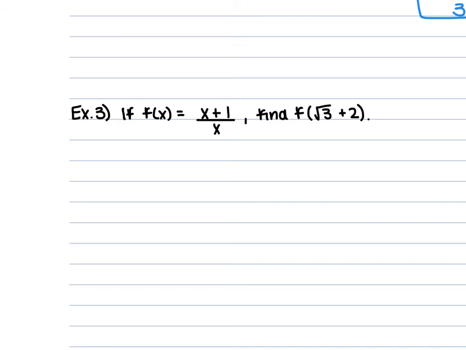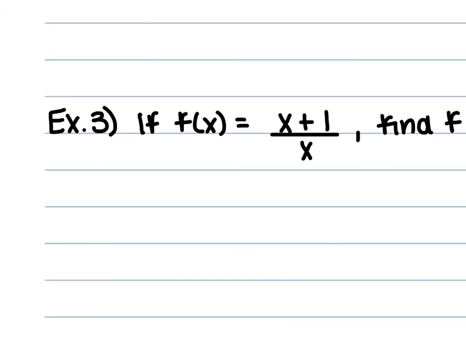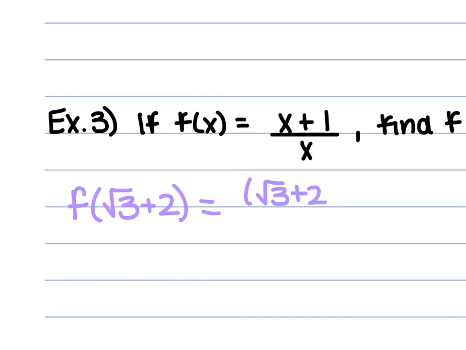For example 3, we have if f of x is equal to (x plus 1) over x, find f of the square root of 3 plus 2. So wherever we see an x in this, we are going to replace it with the square root of 3 plus 2. So f of the square root of 3 plus 2 is going to equal (square root 3 plus 2 plus 1) all over (square root 3 plus 2).